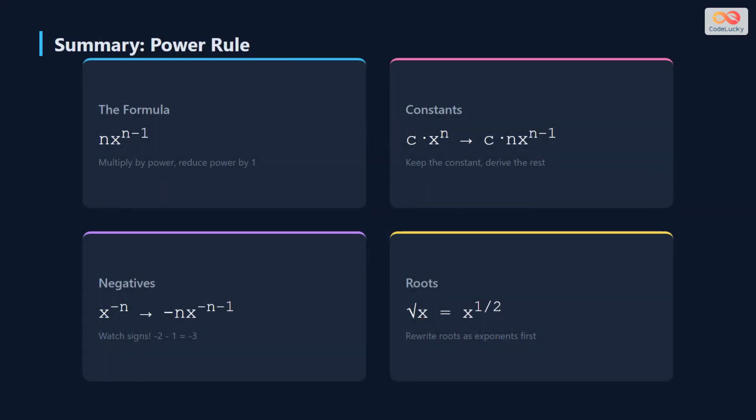To wrap up, remember these key points. Bring the power down and subtract 1 from the exponent. If there is a constant, multiply it by the new power. Be careful with negative signs when subtracting from negative exponents, and always rewrite radicals as fractional exponents before starting.